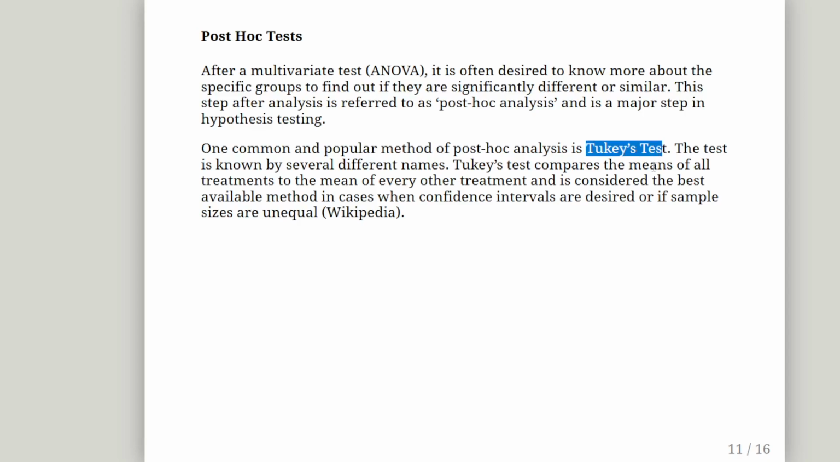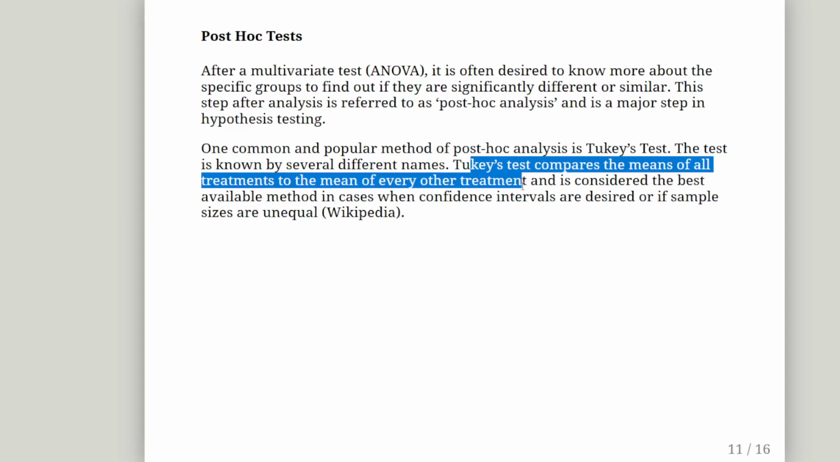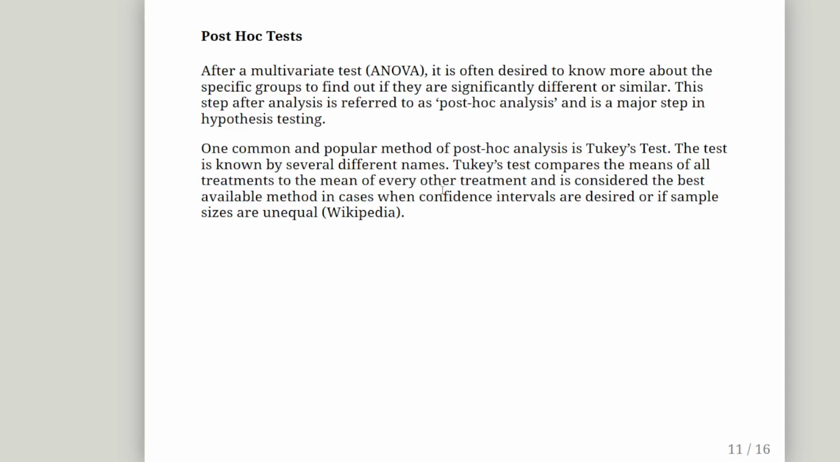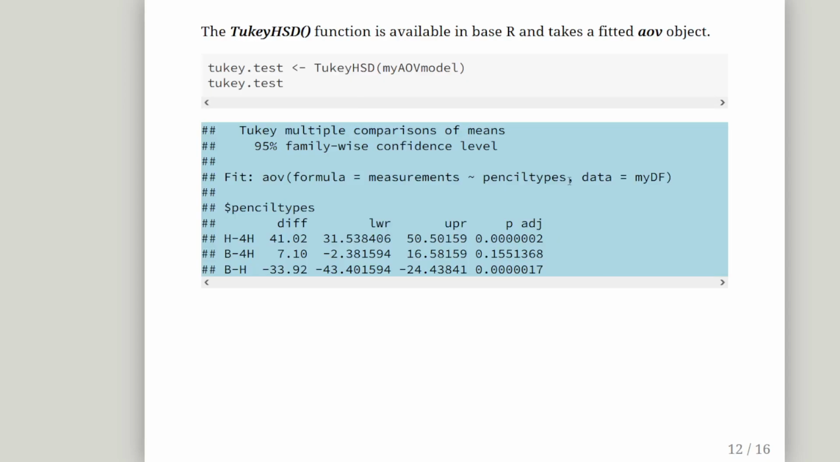This is known by several different names. This test compares the means of all of the treatments, in this case the pencil types, to the mean of every other treatment. Treatment is the general name in statistics for the factor. It is considered the best available method in cases where confidence intervals are desired or if sample sizes are unequal. Okay. So how do we go about this?